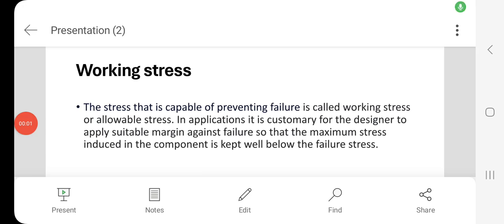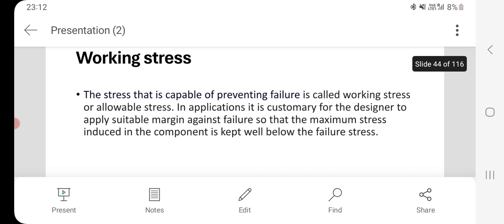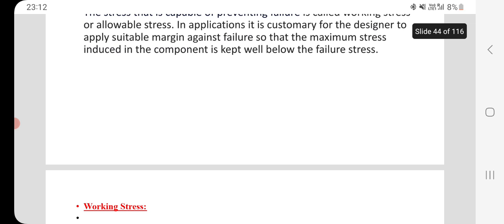Now I am going to teach you working stress. What is working stress? The stress that is capable of preventing failure is called the working stress or allowable stress. In applications, it is customary for the designer to apply a suitable margin against failure so that the maximum stress induced in the component is kept well below the failure stress.